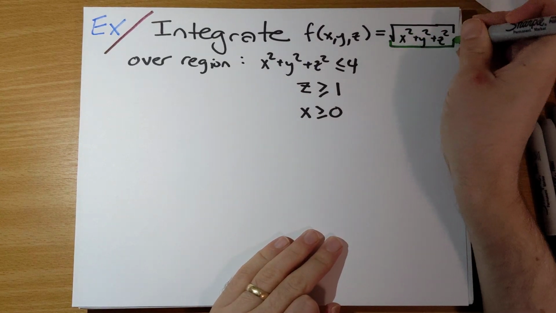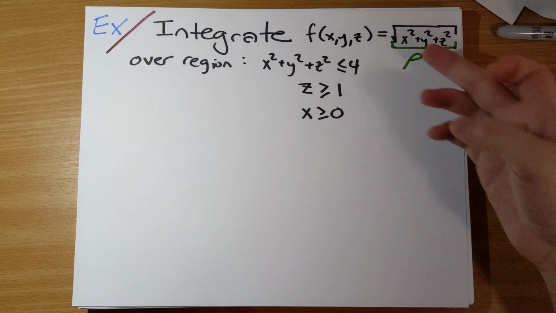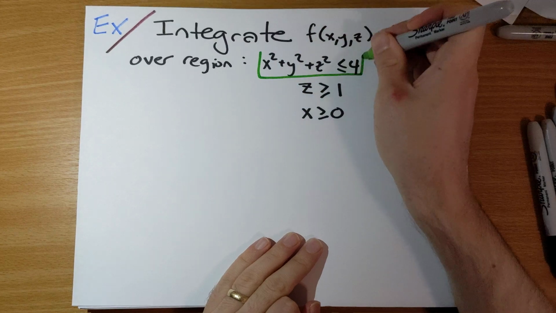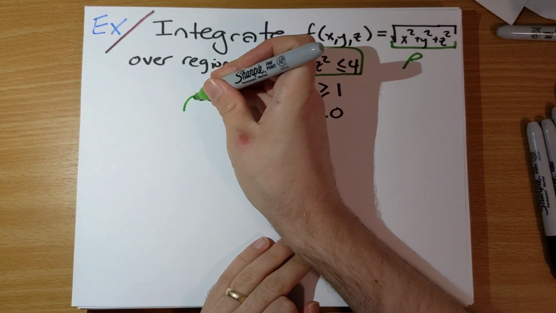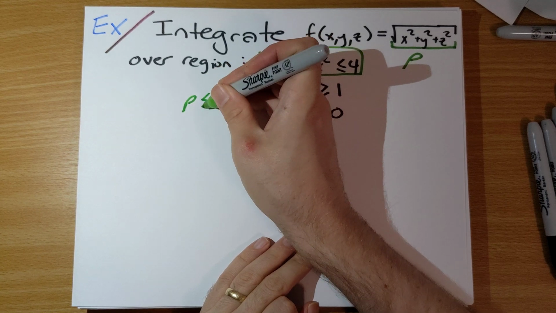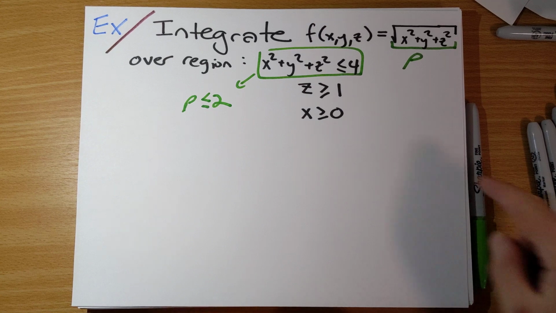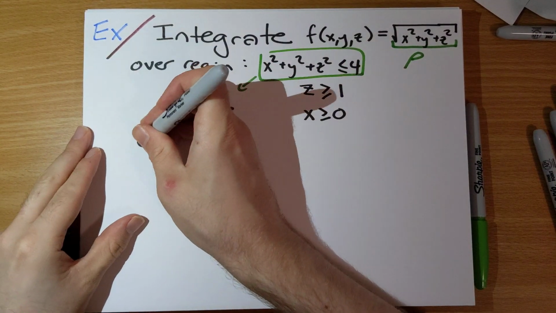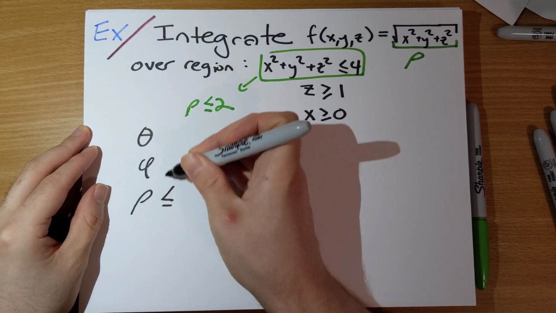So let's fill in the easy things right away, and we know we're going to be switching to spherical coordinates. The integrand is rho. This right here is showing us rho squared is less than or equal to 4, or rho is less than or equal to 2. Let me start filling in theta and phi and rho here.